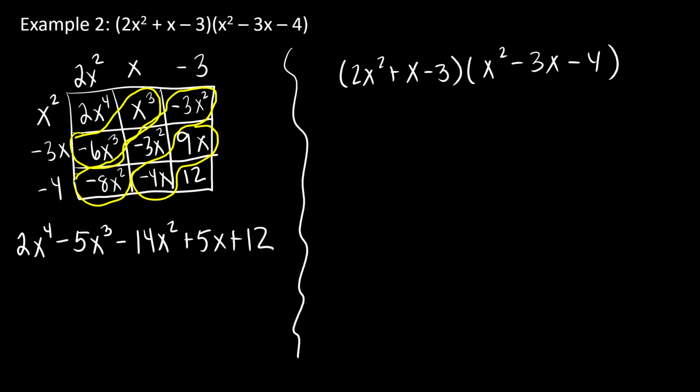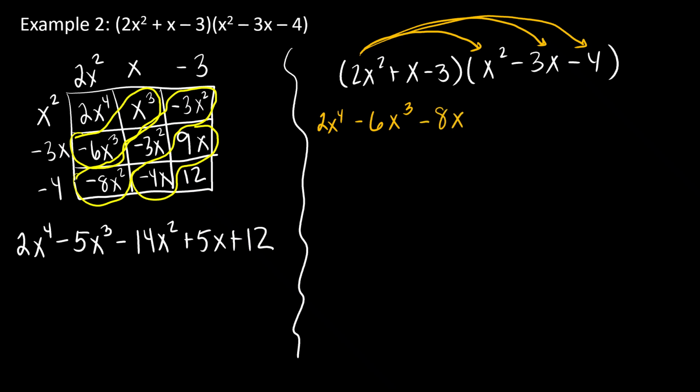So that first distribution, we're going to take that 2x squared and we are going to distribute it over everything in that second set of parentheses. So 2x squared times x squared is 2x to the fourth. 2x squared times negative 3x is negative 6x to the third. 2x squared times negative 4 is negative 8x squared.